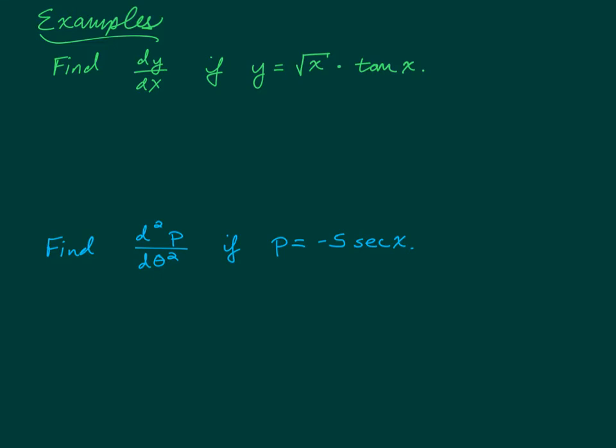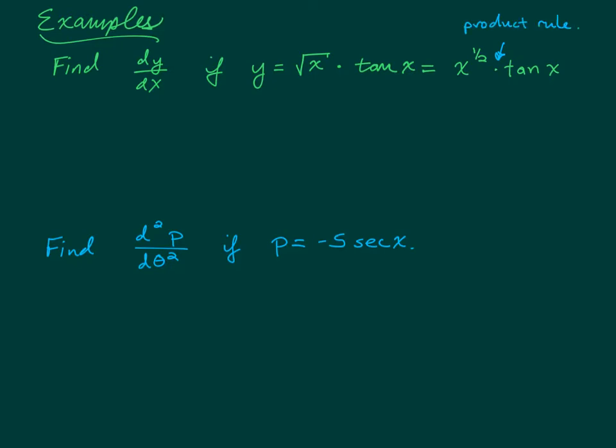Examples. On this slide, you can see that there are two examples, the first of which we will talk about finding dy dx if y equals the square root of x times tangent of x. And so what you will want to do first is rewrite this as x to the 1/2 power times tangent x. And I hope that you notice that there is this multiplication happening here, which means that you will need to use the product rule for this derivative.